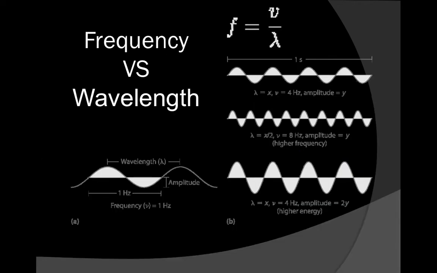Frequency versus wavelength. The frequency is inversely related to the wavelength concept. A higher frequency means shorter wavelength and vice versa. The frequency f is equal to the velocity v of the wave divided by the wavelength lambda.